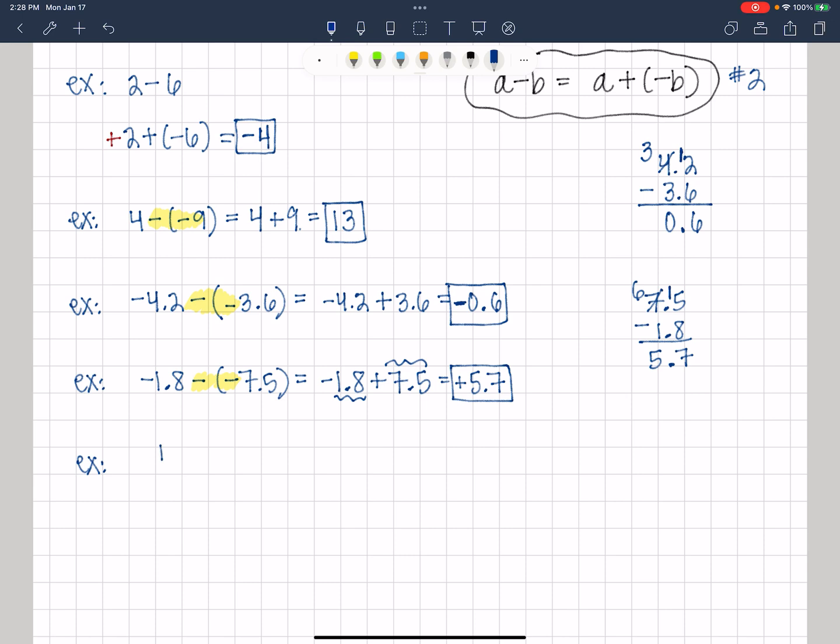Let's do some fractions. 1/5 minus a negative 3/5. What do we do when we see that minus a negative? We're going to change that to a plus sign. 1/5 plus 3/5. They have a common denominator already, so 1/5 plus 3/5 is 4/5.